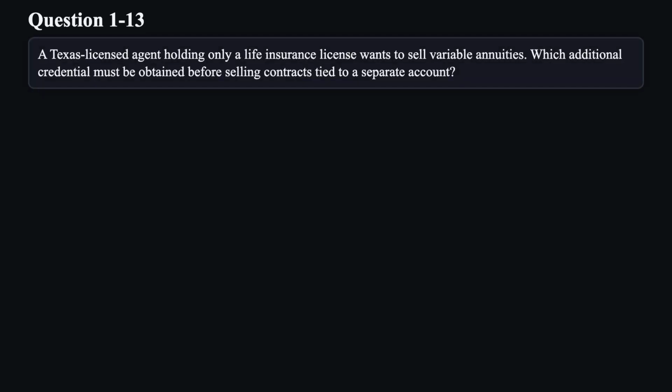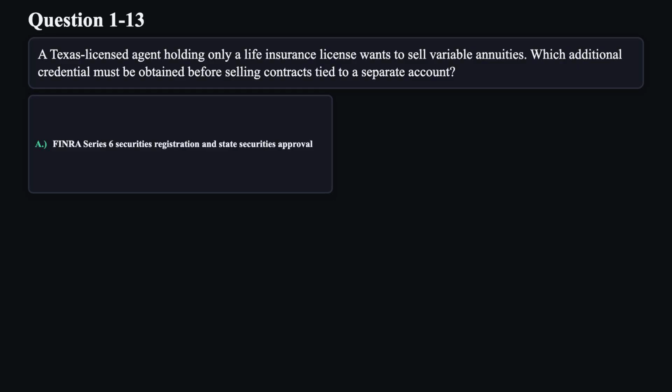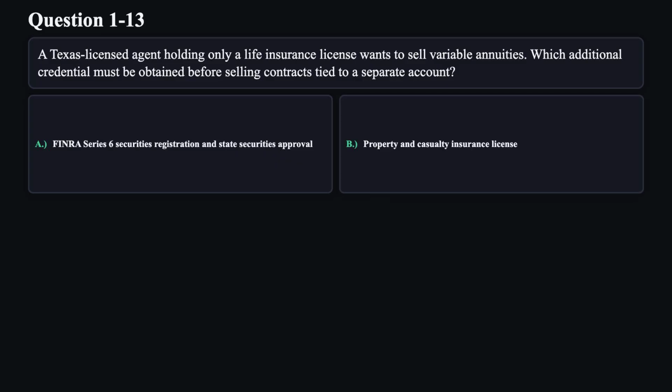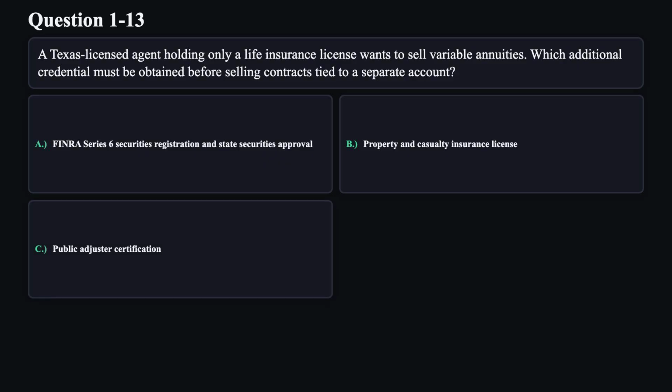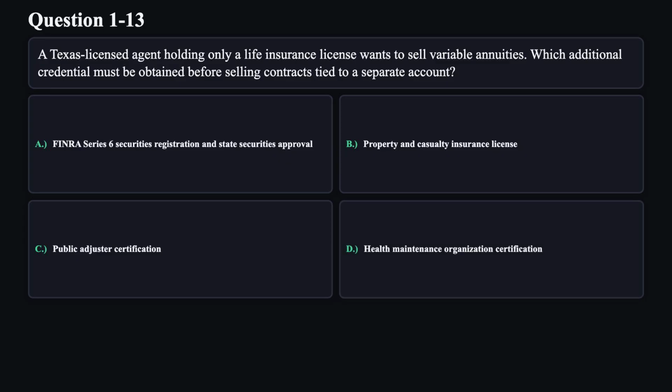Question 13. A Texas licensed agent holding only a life insurance license wants to sell variable annuities. Which additional credential must be obtained before selling contracts tied to a separate account? A. FINRA Series 6 securities registration and state securities approval. B. Property and Casualty Insurance License. C. Public Adjuster Certification. D. Health Maintenance Organization Certification.